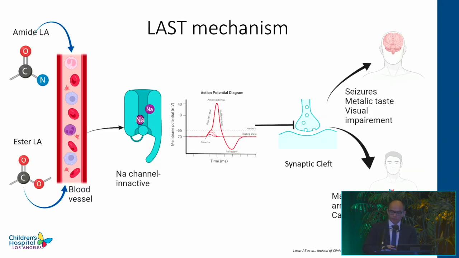This picture shows the mechanism for LAST. You have an amide, and as the local anesthetic gets absorbed from the site of injection into the bloodstream, it gets transported to the brain and to the heart. There it blocks the sodium channels, blocking the action potential from happening. For CNS, you have seizure and metallic taste, and for cardiac, you have arrhythmias and eventually cardiac arrest.